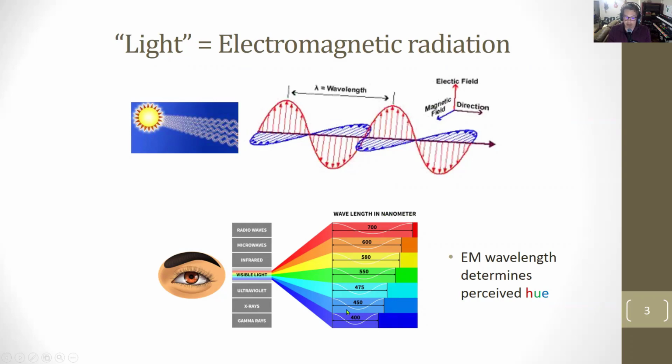So in nanometers, the range of roughly a little smaller than 400 nanometers until a little larger than 700 nanometers basically represents the entirety of the visible spectrum.